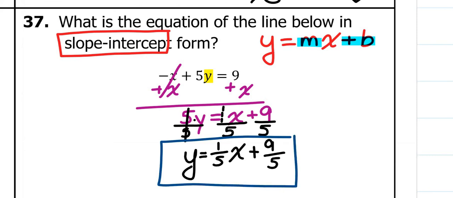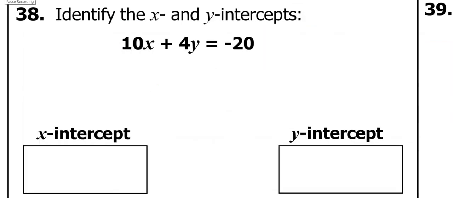Okay, next question. Number 38. Identify the x and y intercepts for 10x plus 4y equals negative 20.